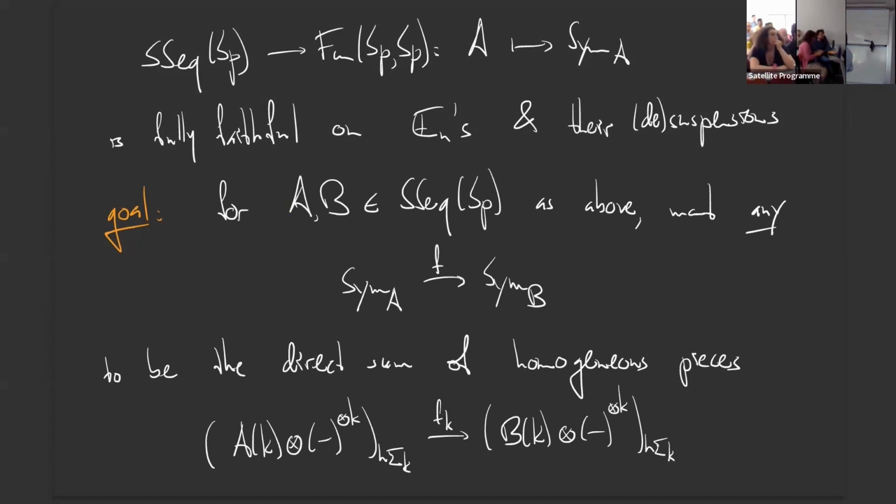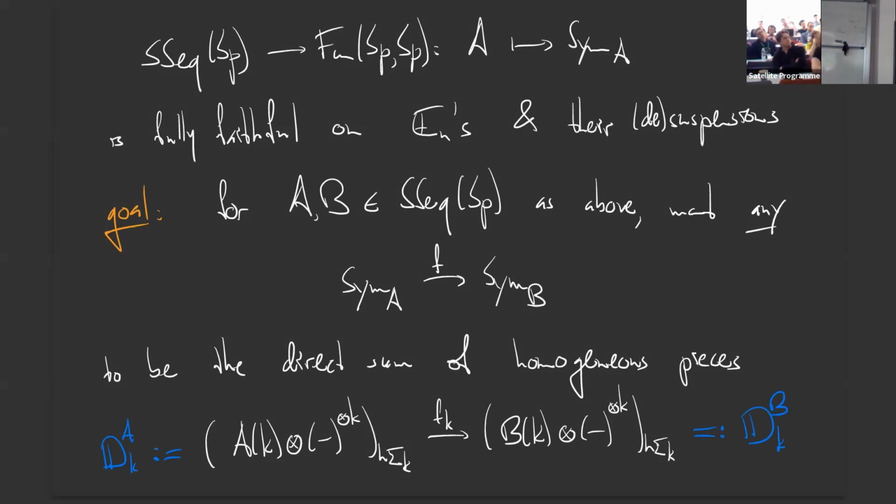What I'm saying is that if I have two symmetric sequences that are like E_n, or some shift of them, then I want any natural transformation between the corresponding free functors to be just a direct sum of homogeneous pieces. A priori, for general symmetric sequences, there's no good reason that should be true, and for general symmetric sequences it isn't true. But I want that to be the case for A and B of this special form.